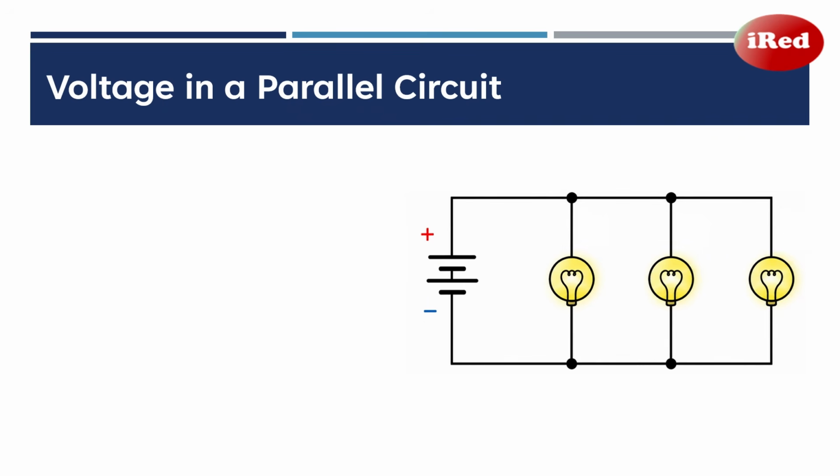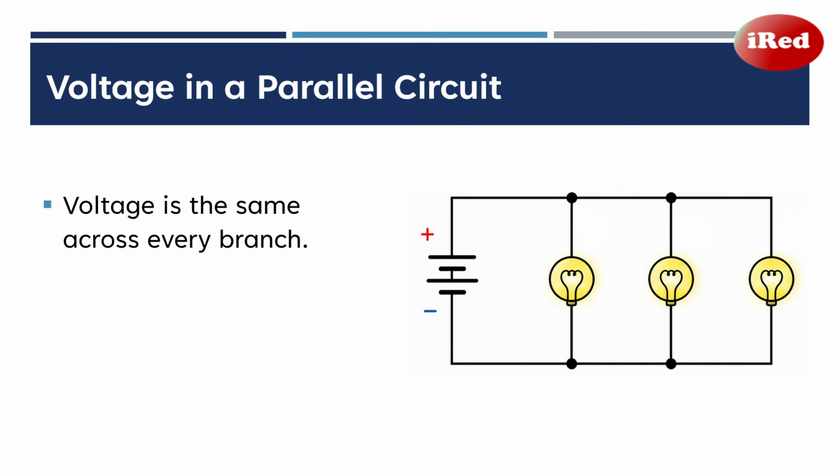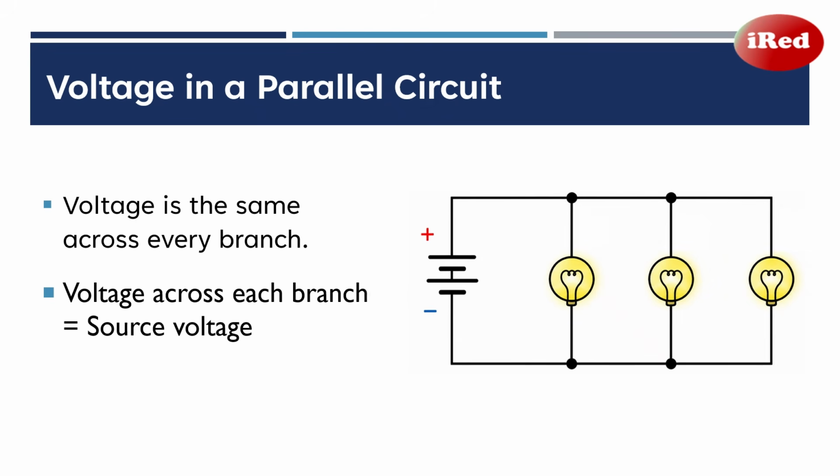Now that we understand how electric current flows in a parallel circuit, let's examine again the voltage in a parallel circuit. One of the most important rules is that the voltage is the same across every branch. This happens because each branch is connected directly across the same voltage source or battery. As a result, every branch receives the full supply voltage. Remember this important relationship. Voltage across each branch is equal to source voltage.